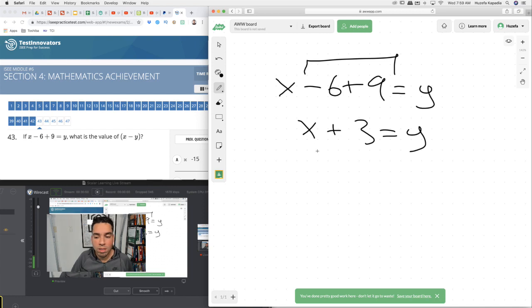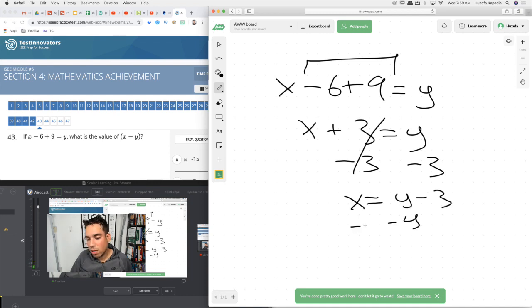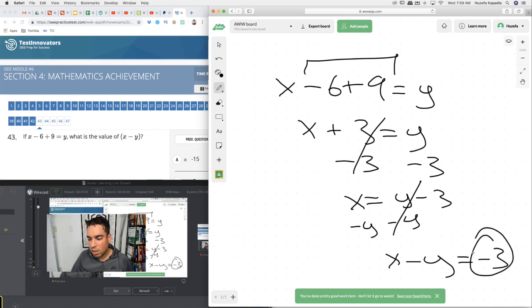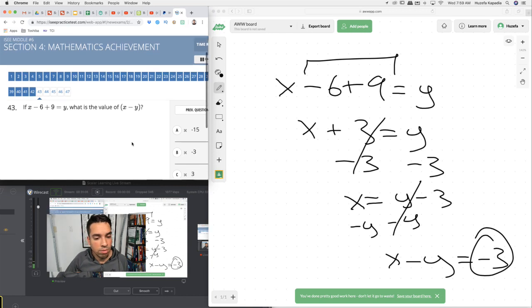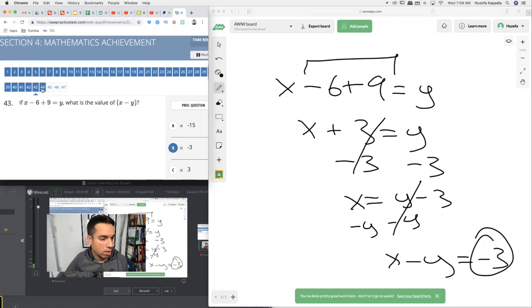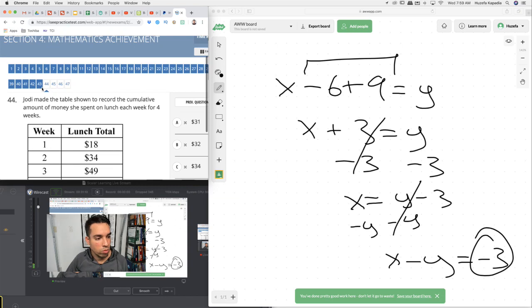Let's just get X and Y on the same side. So first I'm going to subtract 3 from both sides. X equals Y minus 3. And then I'm going to subtract Y. And watch this. I already have X minus Y isolated, and that's all they're asking. X minus Y equals negative 3. So I didn't need to find the values of X and Y in this case. And actually, we can't. We just know the relationship.